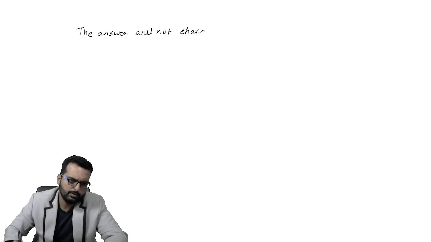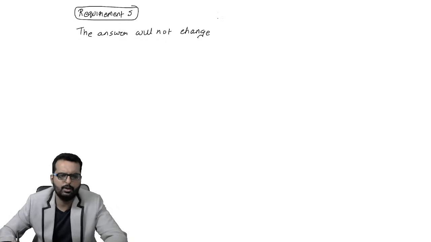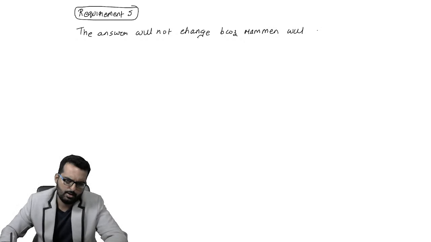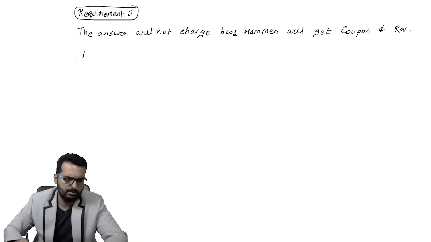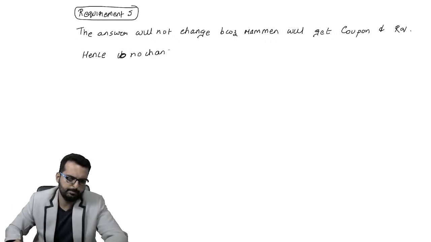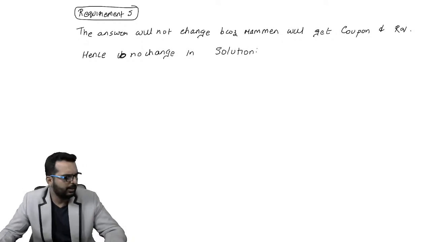Conclusion. Okay, you can write down the answer will not change. This is for requirement number 5. Requirement number 5 will not change because Mummen will get coupon and redemption value. Hence, no change in solution. Please write down this and finish it off. After this, we can go to the next part.